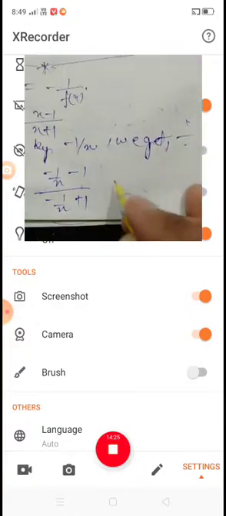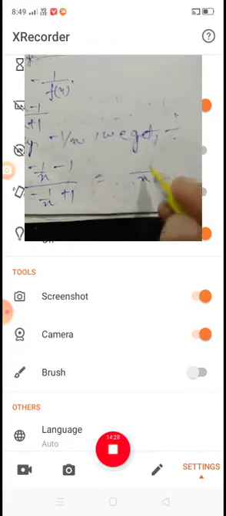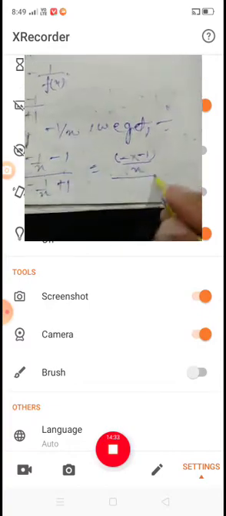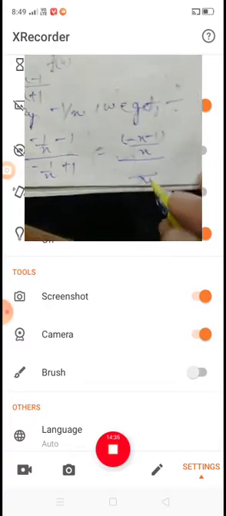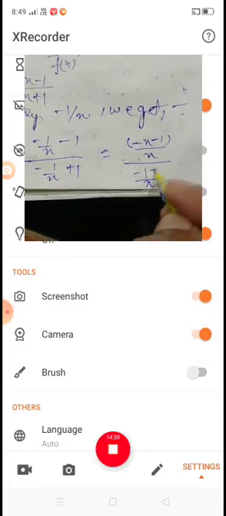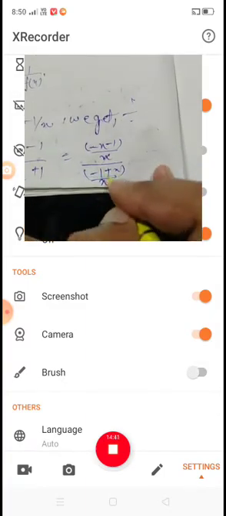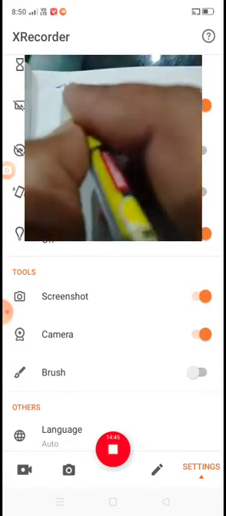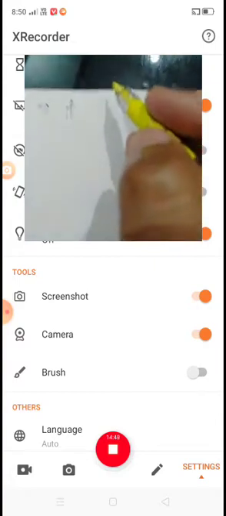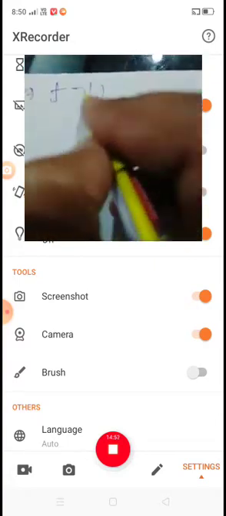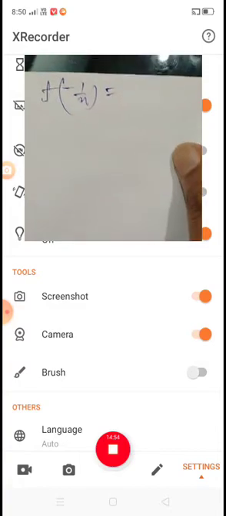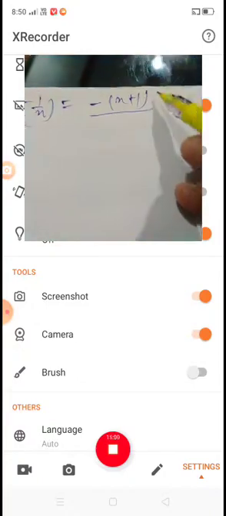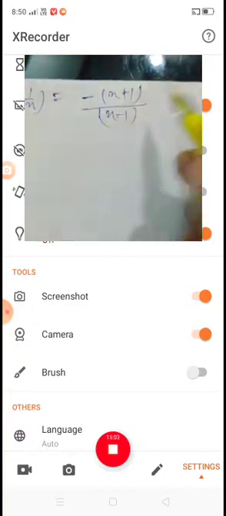Okay, now take LCM x in the numerator, so we get minus 1 minus x in the numerator, upon, and in the denominator we take x as the LCM, so we get minus 1 plus x. Okay, the x cancels out, so we have f of minus 1 upon x is equal to, minus is common in the numerator, so we get x plus 1 upon, in the denominator, x minus 1.